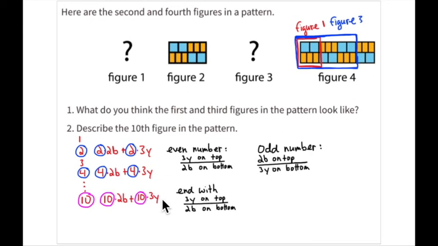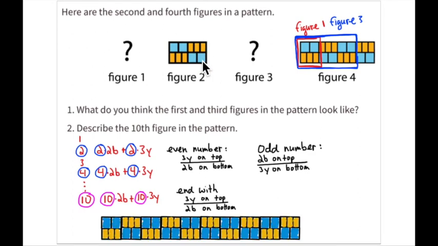And so that means for the 10th figure, there's going to be 10 of these 2 blues. So 1 blue, 2 blues, and you just count them up to 10. And 10 of the 3 yellows. 1 yellow, 2 yellows, 3 yellows, 4 yellows, and so on. And because it's an even number, it's going to end with the 3 yellows on top and the 2 blues on the bottom. So it's going to end like this, 3 yellows on the top and 2 blues on the bottom. So now I can draw it.